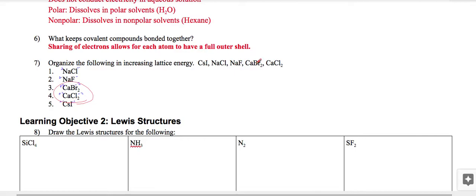Then I go to the next one. After that, I go to my positive 1 and negative 1, and again, put them in order of decreasing atomic radius. So cesium iodine are going to have the largest radii, and then we have the sodium chloride and the sodium fluoride.